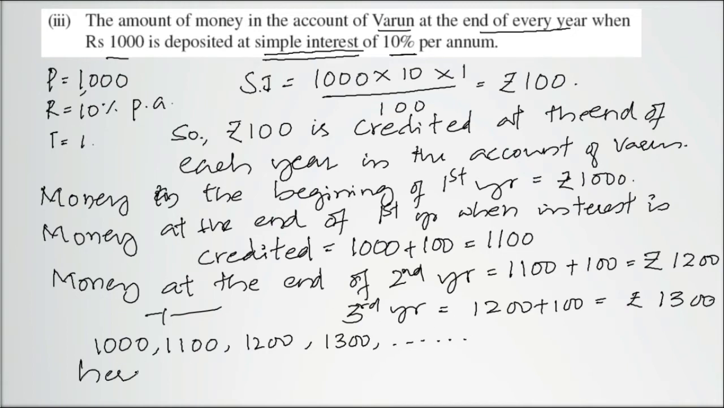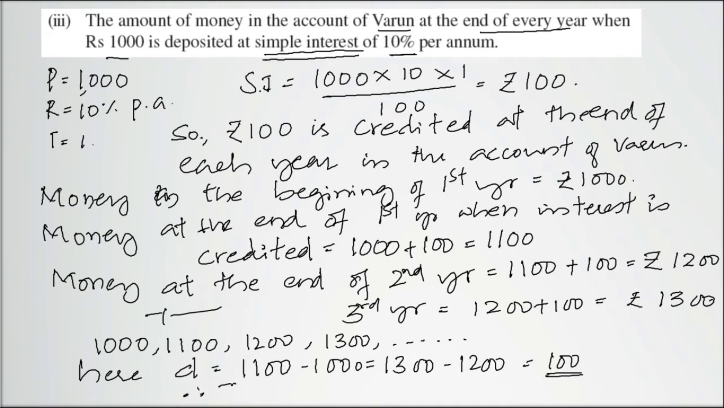Here the difference is 1100 minus 1000, it is same as 1300 minus 1200. So any two consecutive terms, if you take, the difference will be maintained. Therefore this series, this list of numbers, forms an arithmetic progression. Next, question number 4.